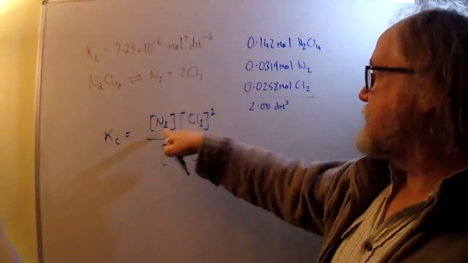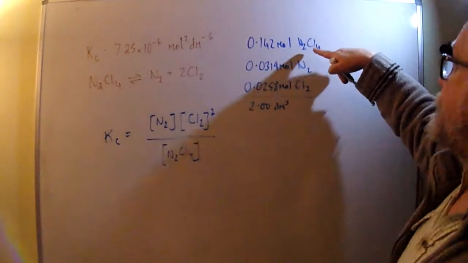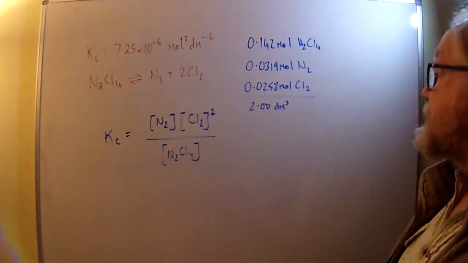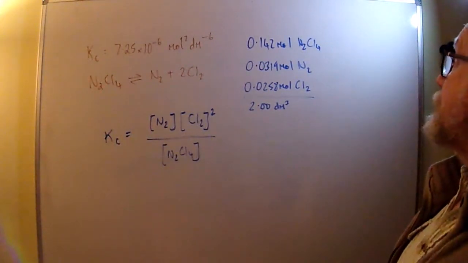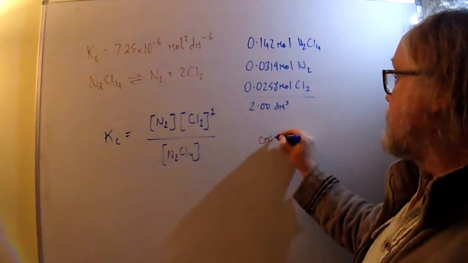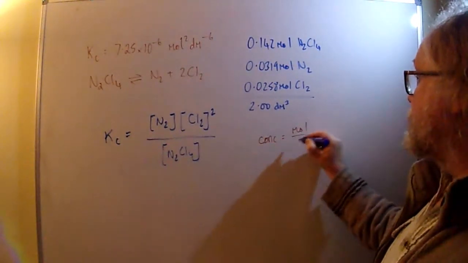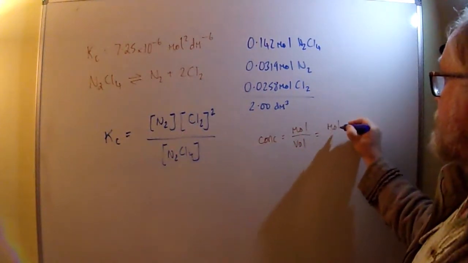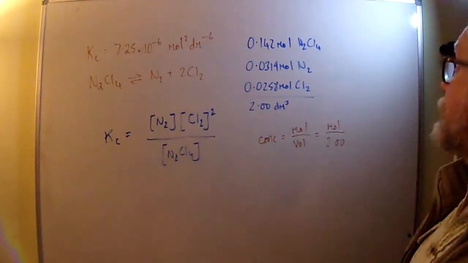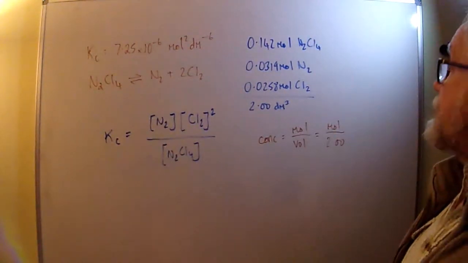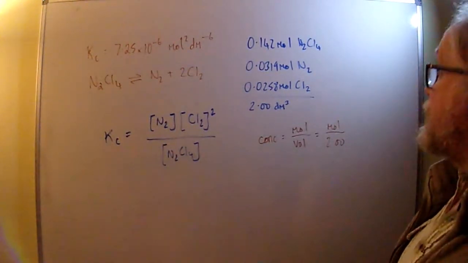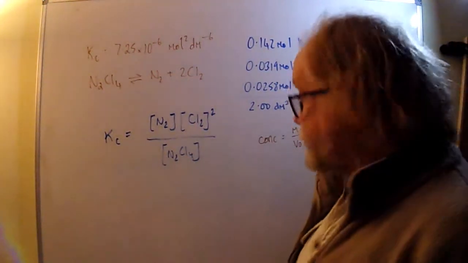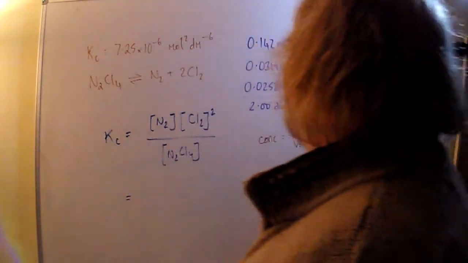Next thing is to recognize that these terms are concentrations, and the numbers you've been given are not concentrations, they're numbers of moles. So the next job is to convert these into concentrations, and of course you do that just by using concentration is moles over volume, and it tells you in the question that the volume is 2, so that's just moles divided by 2.00. So we've just got to divide each of these numbers by 2 to put them into this equation.